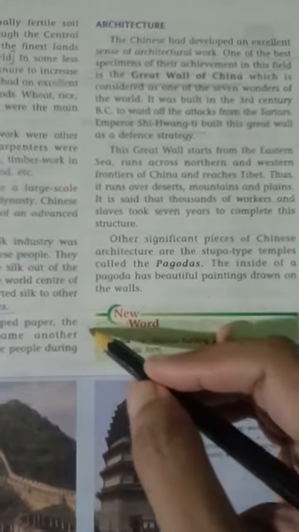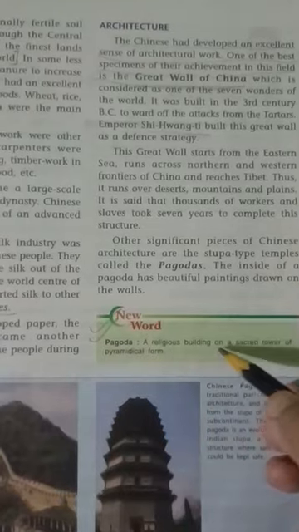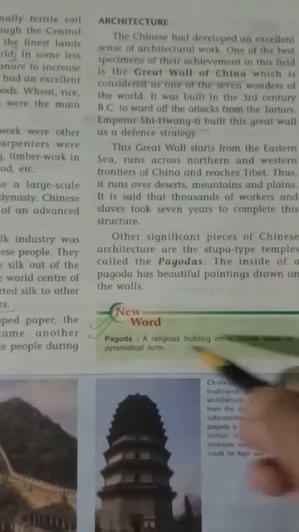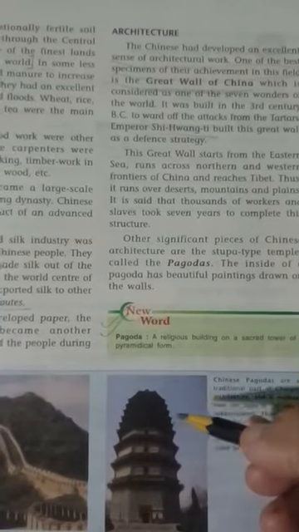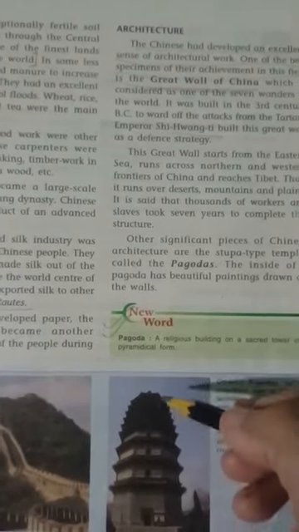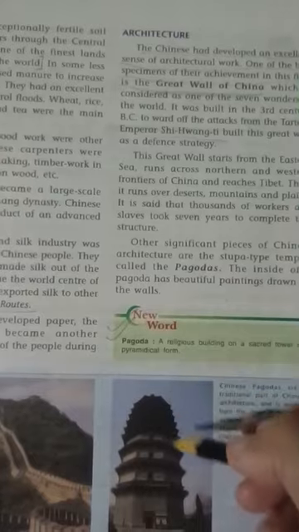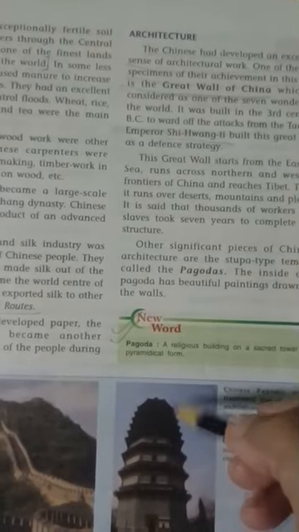Here is the definition, a new word, pagoda: a religious building on a sacred tower of pyramidal form. This looks like a pyramidal form. So it is a religious building on a sacred tower. This looks like a pyramid, so it is a pyramidal form, and this is a pagoda.